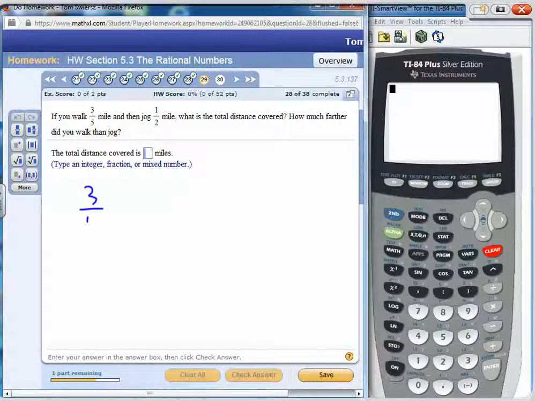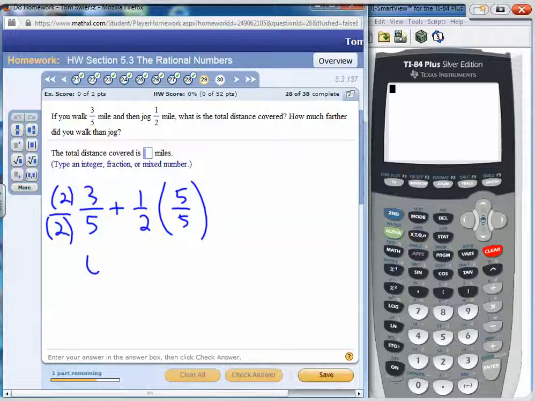So 3/5 plus 1/2, again, common denominator, if we do pencil and paper, would be 10. So we'll multiply 3/5 by 2/2, and 1/2 by 5/5. So we're going to get 6/10 plus 5/10, which gives us 11/10. And as a mixed number, 11 divided by 10 goes in there once, and our remainder is 1/10. So 1 1/10.